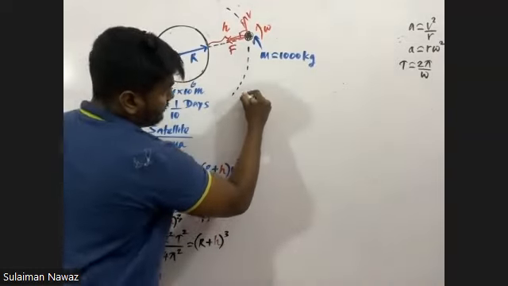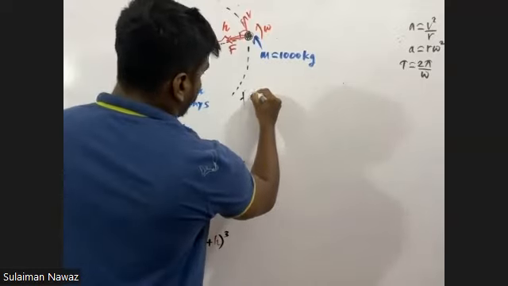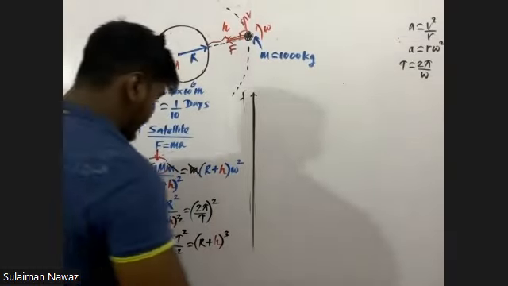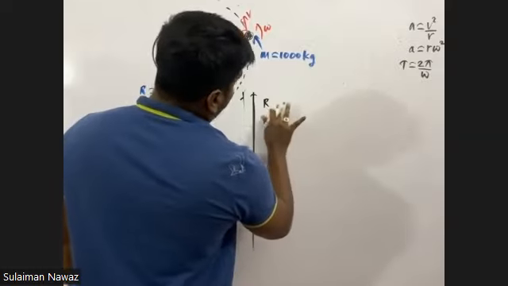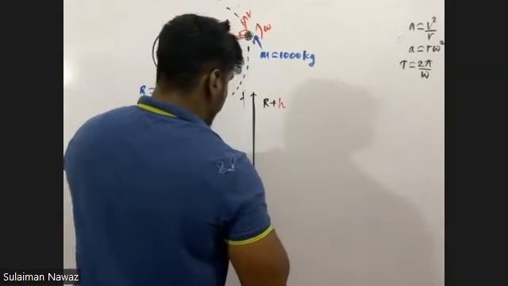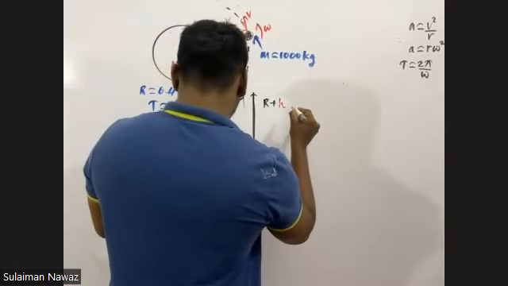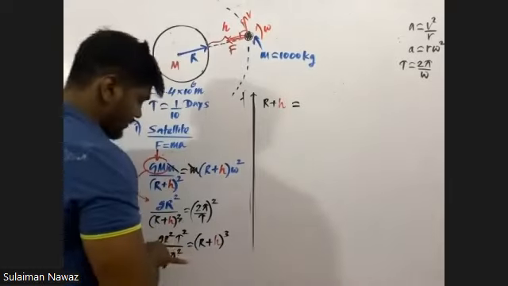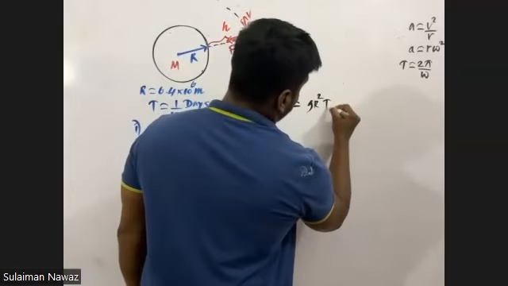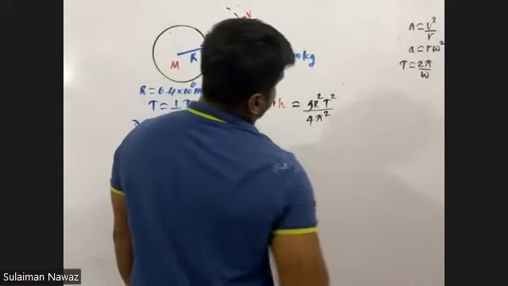Then if I further simplify, I can say that (R plus h) equals G capital R squared capital T squared over 4 pi squared.